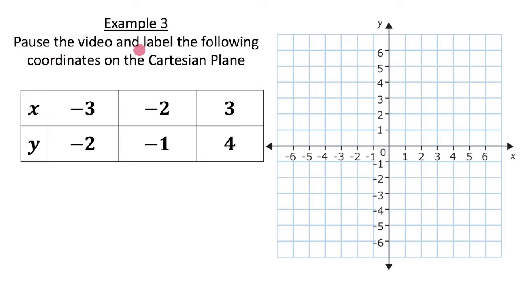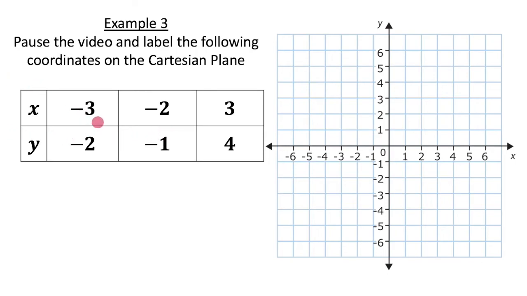Again, I want you to pause the video and label the following coordinates on the Cartesian plane. This time I want you to note the fact that it looks a little bit different. We'll put them into a table of values, which isn't going to change things, but you just need to know how to read something like this. So pause the video and give it a go.